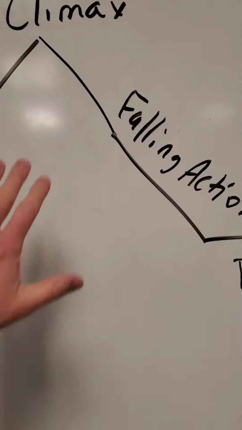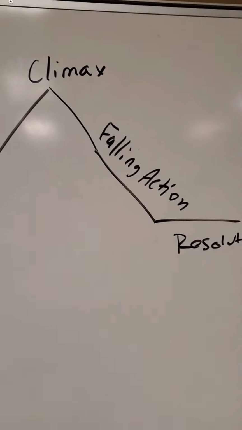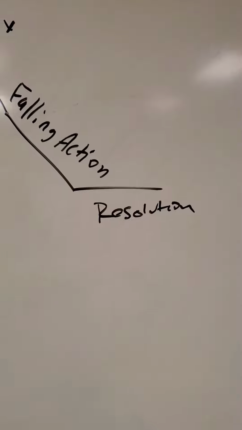And then after that, you have your falling action, which is the immediate aftermath, then followed by the end of your story, which is your resolution. Most of your story is going to take place in the rising action. Give your character that goal, have things stand in the way of their goal, have them keep trying, have them keep failing until finally they reach that pinnacle, they reach that climax.